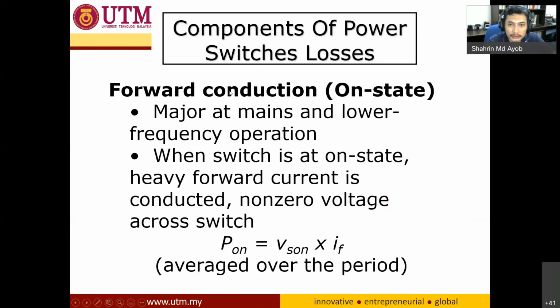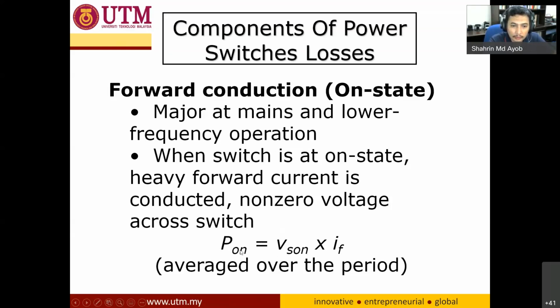The forward conduction losses are the losses associated with when the switch is turned on. These losses are measured at lower frequency operation, for example switching at 50 hertz, 100 hertz and so on. These losses are more relevant when you operate at a very slow switching frequency. So what is the forward conduction loss? We can calculate it by using this.